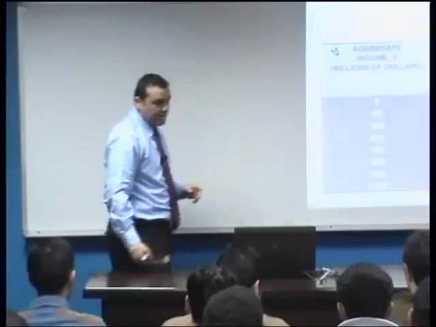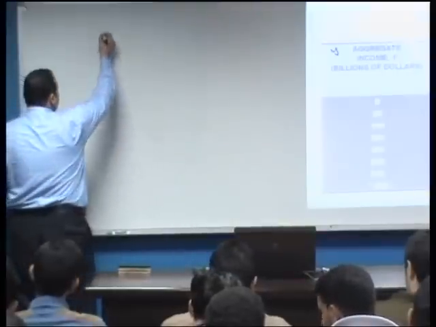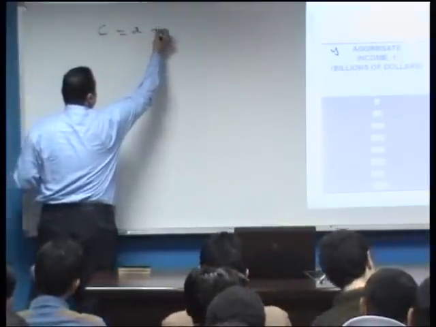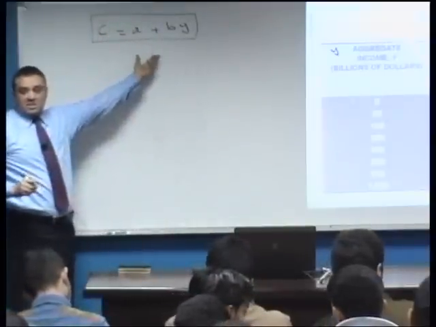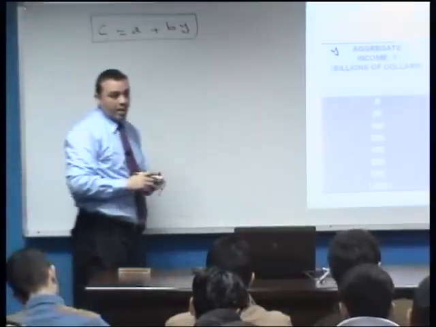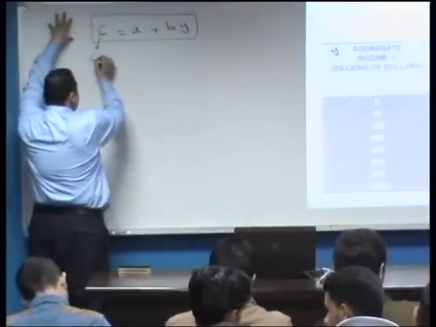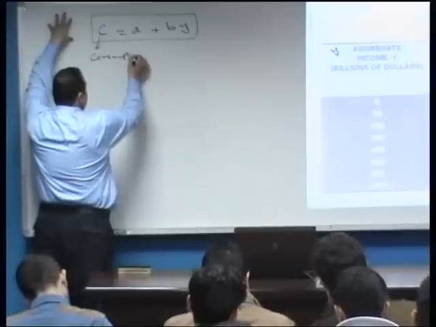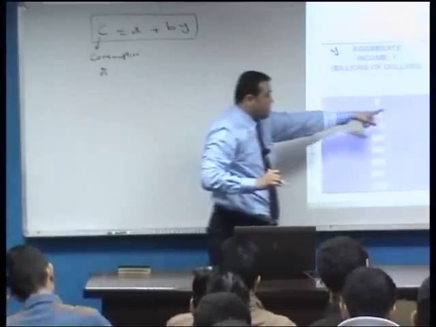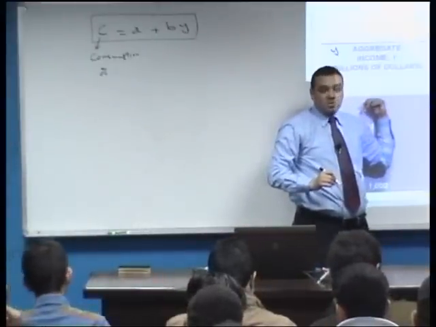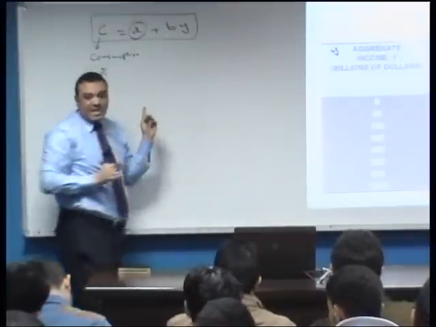Yes, exactly, we will take it, God willing. The consumption function: C equals A plus BY, and let's analyze these concepts. Here C is the consumption, and this is the consumption function. A is the autonomous consumption, which is the value of your consumption when Y equals 0. A is the part of consumption that does not depend on income.